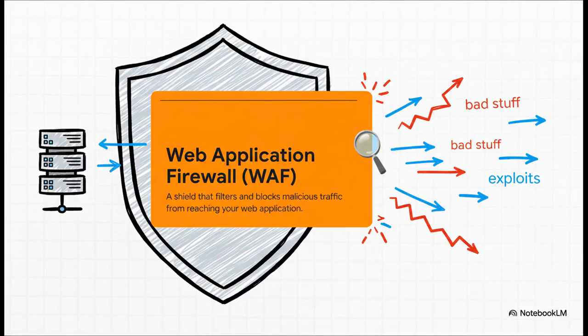And that's exactly where a Web Application Firewall, or a WAF, comes into play. Think of it like a super smart digital bouncer for your application. It stands at the door and inspects every single request trying to get in. Its whole job is to spot the bad guys, the malicious traffic and common web exploits, and block them cold before they even get a chance to knock.